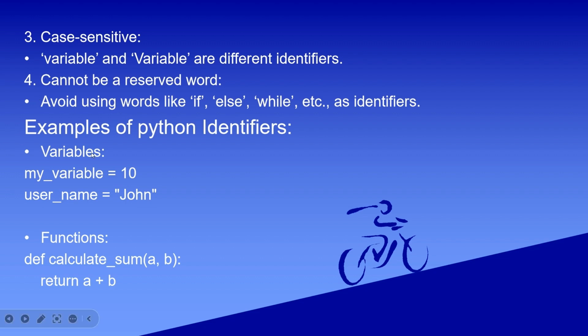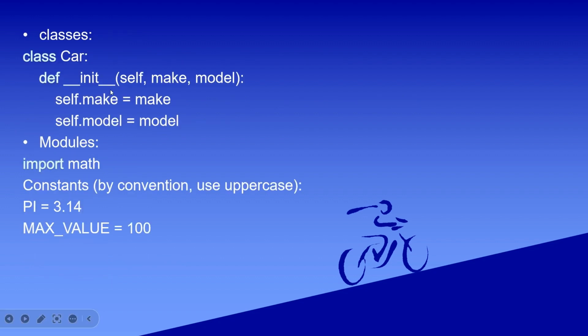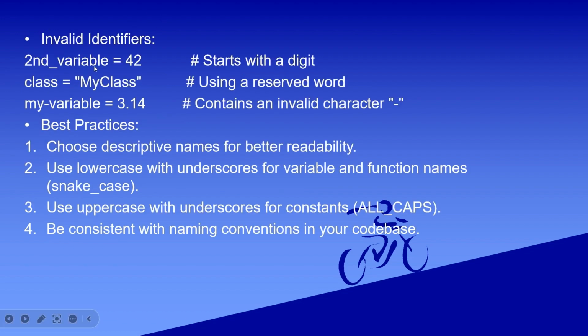Here are some examples of Python identifiers. For variables, we use it in this way. For functions, for classes and modules, and for constants, we can use uppercase, like PI, MAX_VALUE, in this way. Invalid identifiers: starting with a digit, using a reserved word, or containing an invalid character are invalid identifiers.